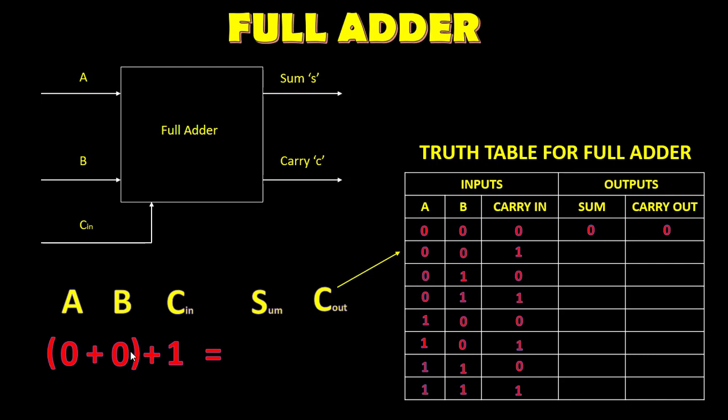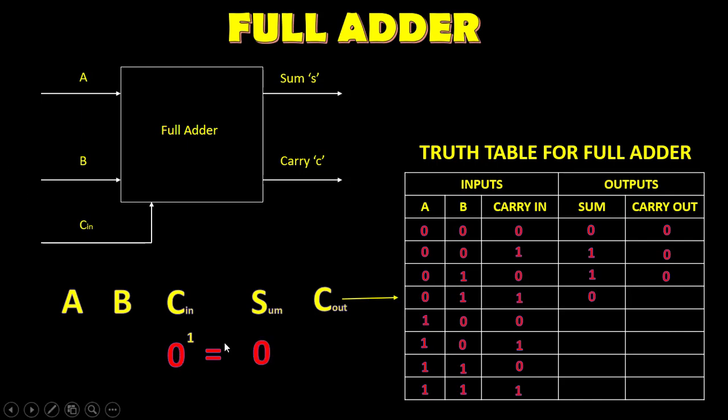Again, the first term, 0 plus 0 is 0. 0 plus 1 is 1. So the sum is 1, and there is no carry bit. On the next, 0 plus 1 is 1, and 1 plus 0 is 1. So the sum is 1, and there is no carry bit. Next, 0 plus 1 is 1. 1 plus 1 in binary is 0, and then you get a carry bit. So the sum is still 0, but then we have a carry bit, so carry out is 1.